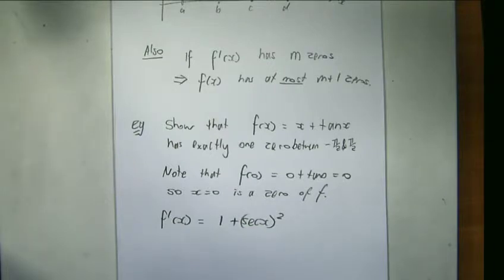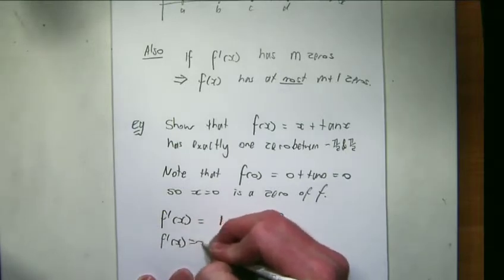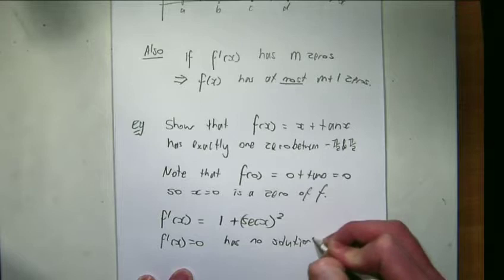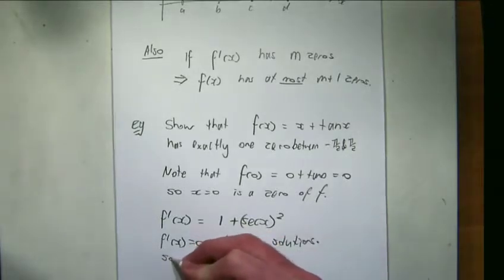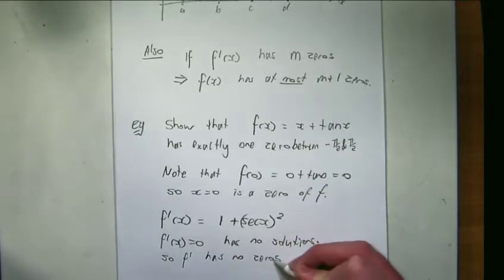I've got at least a couple of people shaking their heads. This doesn't have any zeros at all, because that's positive, and plus 1 means that this is always more than 1. It can't be 0. f'(x) = 0 has no solutions, right? So f' has no zeros.